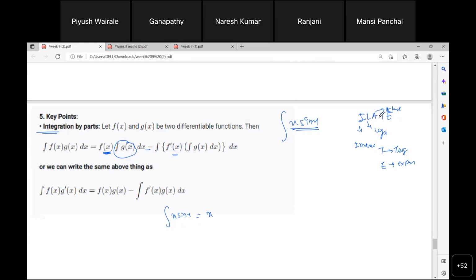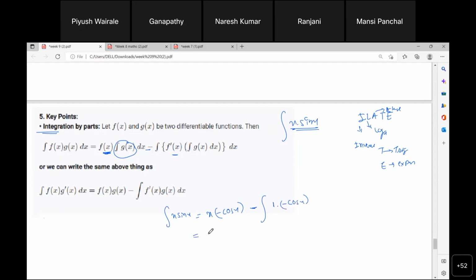Okay, so here you can see an algebraic expression, right? I can consider x as the first term. So keep x as it is, and integrate the second term, that is sin x. The integral of sin x is basically minus cos x, right? Minus the integral of the derivative of x, that is 1, into the integral of sin x, that is minus cos x, right?